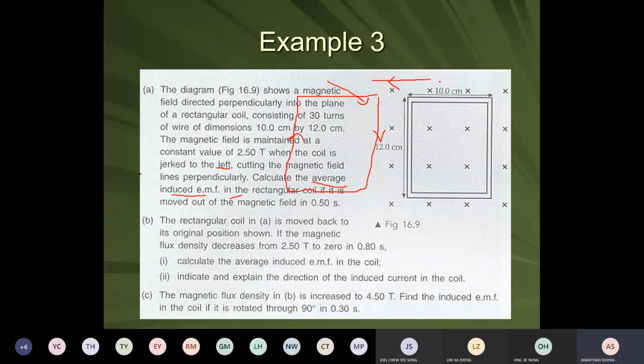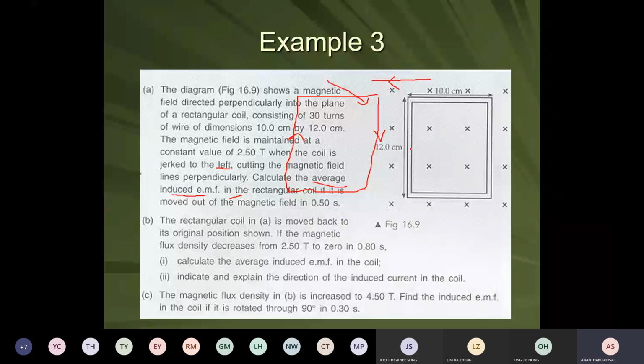Because when you move the coil outward, what happened to the flux? Flux decreasing or rising? When you move the coil outwards, the flux is decreasing, it's going down. So according to Lenz's law, the EMF or the current opposes the change. The change is the flux is dropping, so you need to raise the flux back. Therefore the current must create a magnetic field in the same direction as the original magnetic field. The original magnetic field is into the page, so the current is also going to produce a magnetic field into the page.